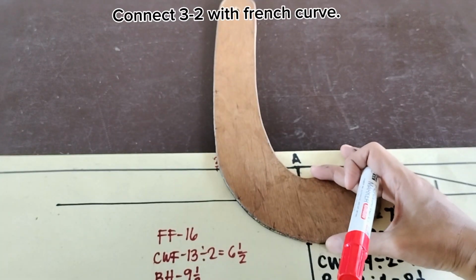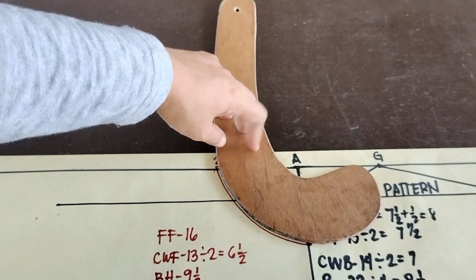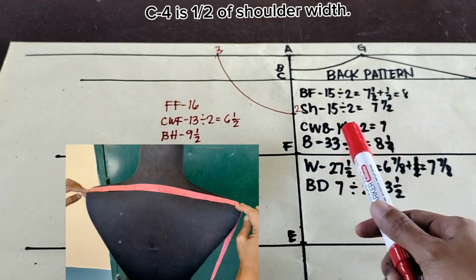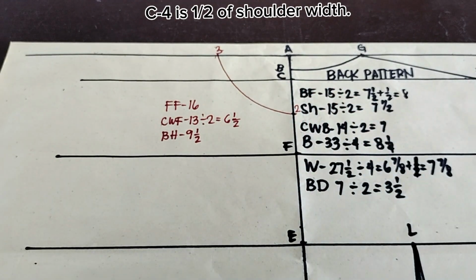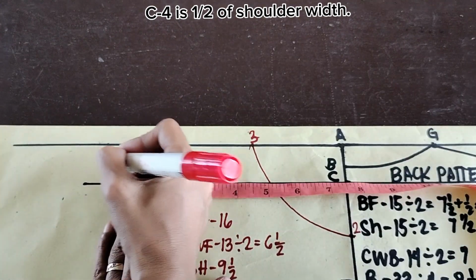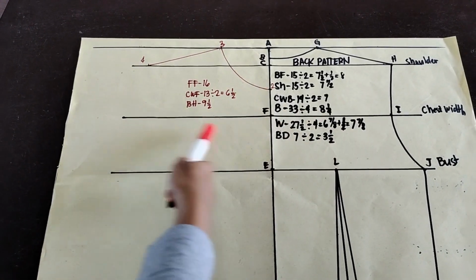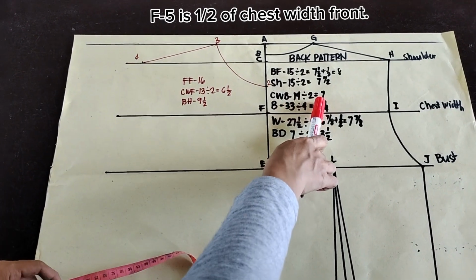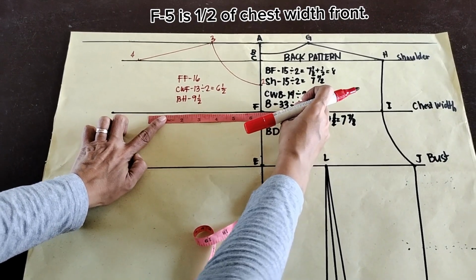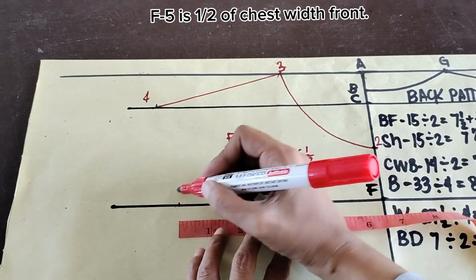Connect this to point 2 with French curve. Now in line C, 1/2 of shoulder width. In my example, it is 7.5 inches. C to point 4 is 7.5. Then connect 3 and 4 with ruler. Chest width is in line F. Chest width back is 7 and 1/2 of chest width front is 6.5 in my example. So F to point 5 is 6.5 inches.